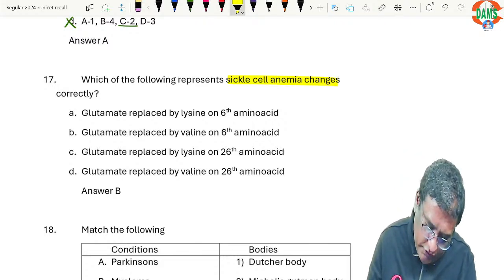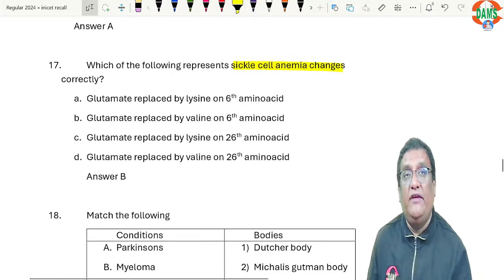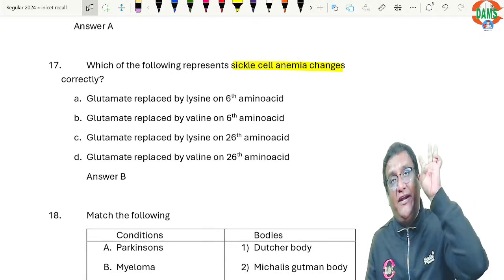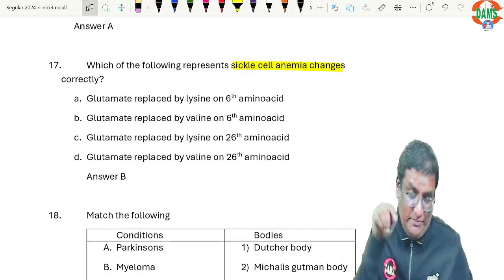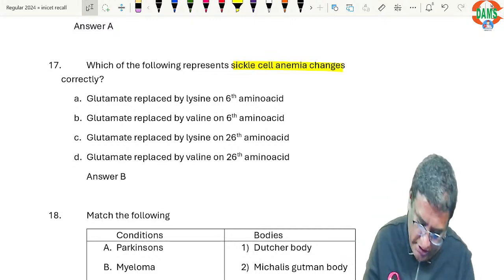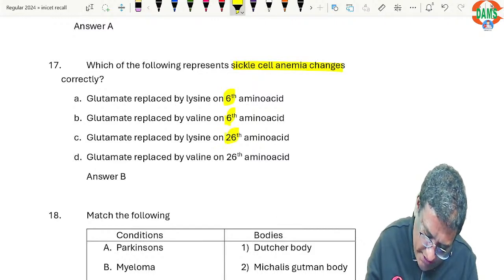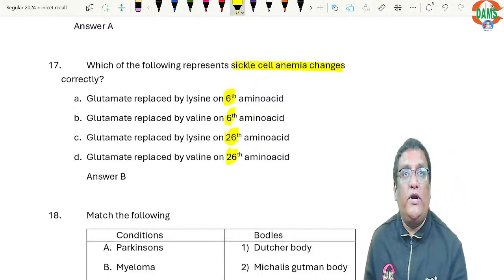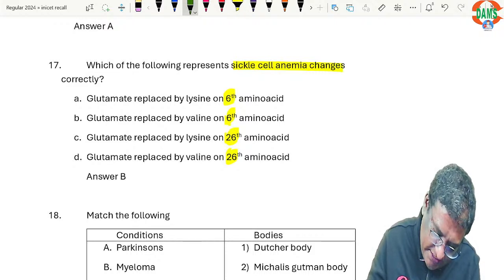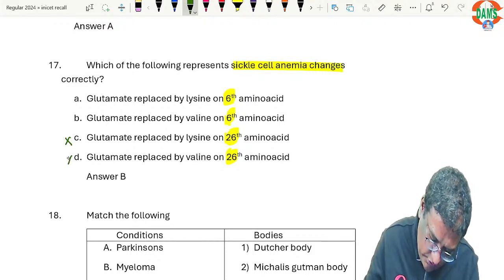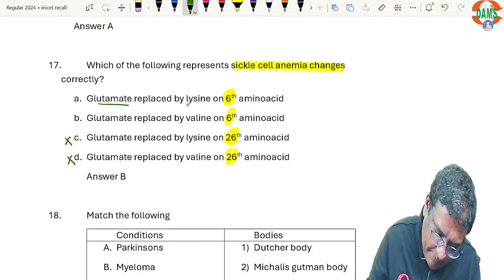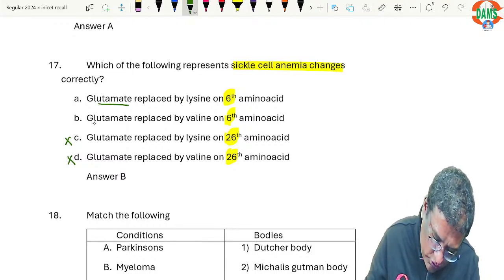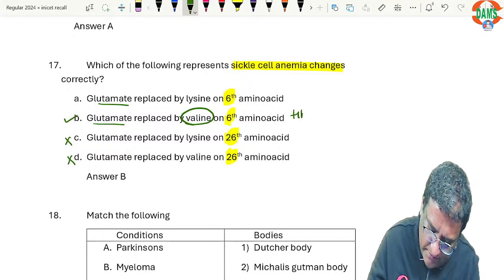So which of the following represents sickle cell? If you remember from the notes, in sickle cell I had specified three things, and the examiner will give them and you will end up confusing them. This also I had told. There are two things, the 6th amino acid and the 26th amino acid. The sickle cell anemia change is in the 6th amino acid, not in the 26th. In the 6th amino acid, glutamate should be replaced by valine. This is the correct answer. This is your HbS.